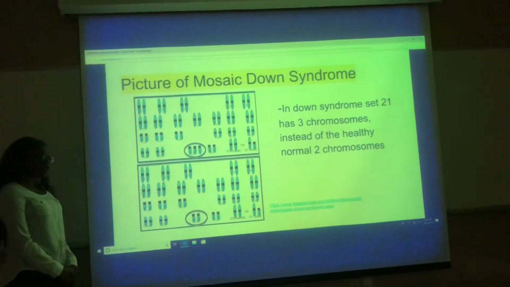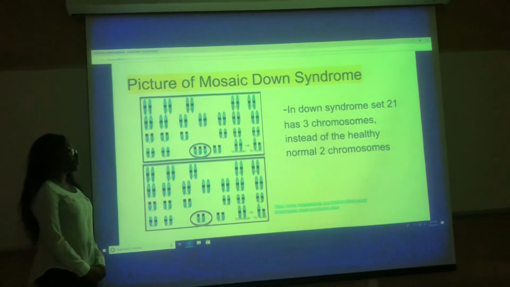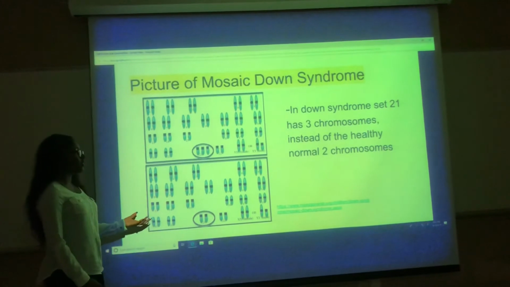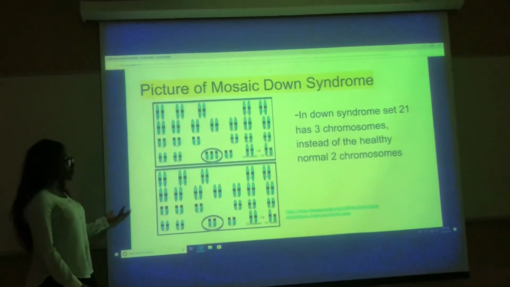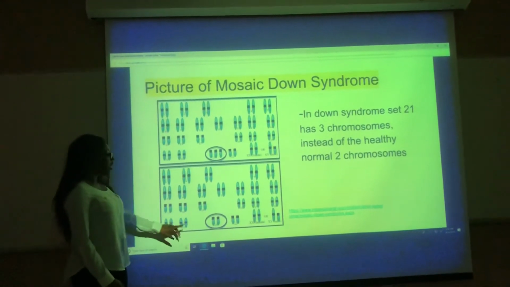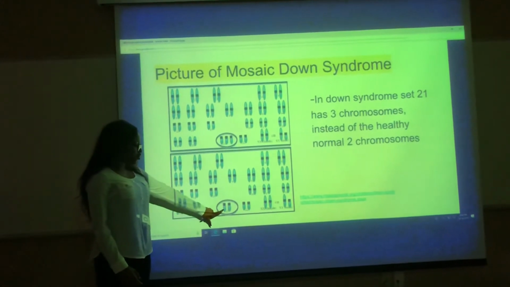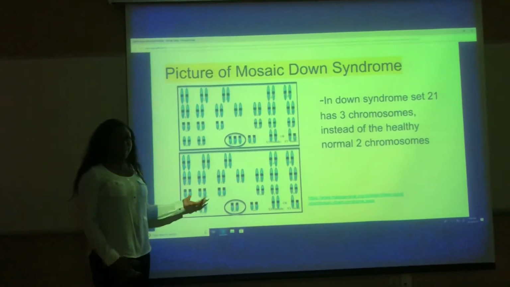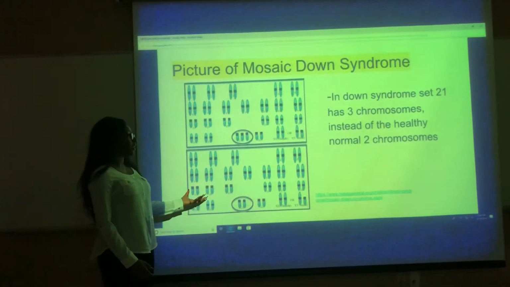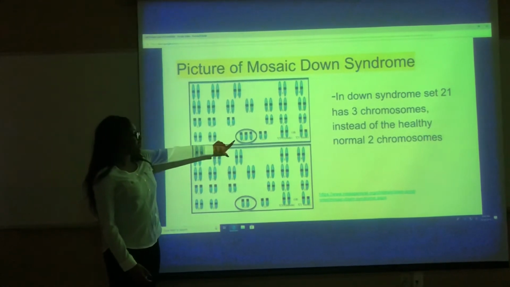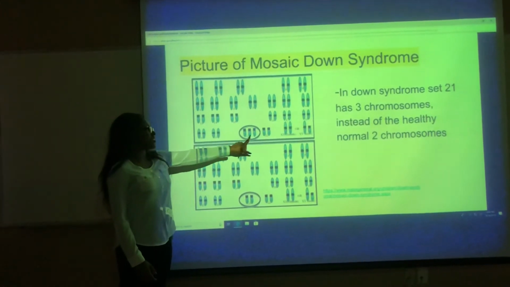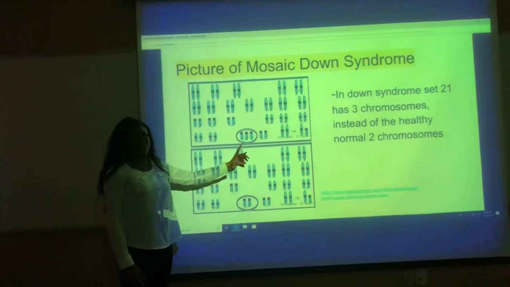Here is an image of mosaic Down syndrome. As you can see, instead of having 2 healthy chromosomes, it has 3. And here is 2 right here, which is an example of what the healthy chromosome set would look like. And then on top is the set of the unhealthy chromosomes because it has an extra one in the 21 pair.